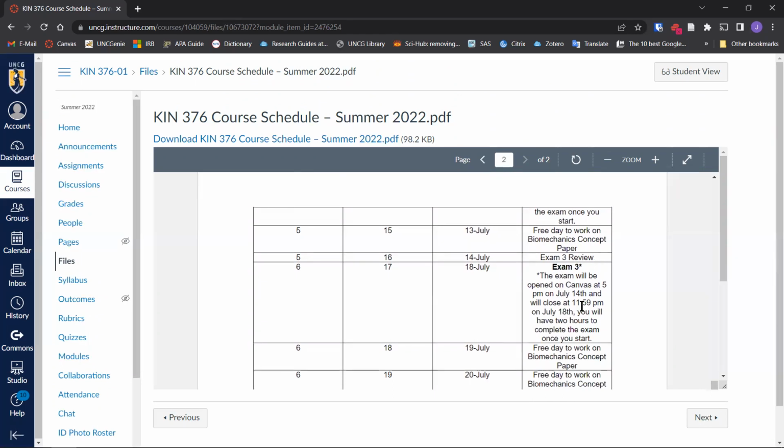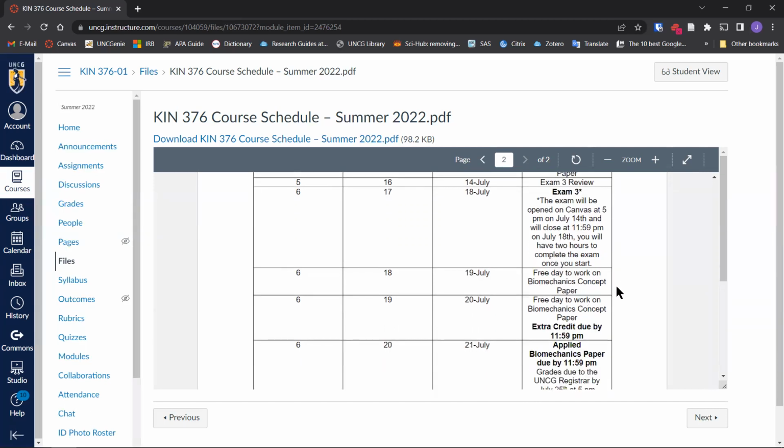The last exam is due July 18th. It's going to open up at 5 p.m. on July 14th and be due to be done by 11:59 p.m. on July 18th. And you'll have a little bit more time.